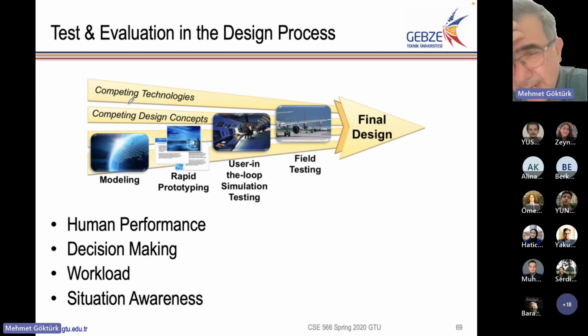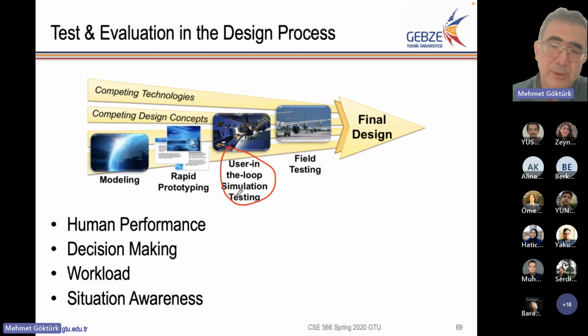So by focusing on all these concepts through modeling and prototyping and the theory and experience, we go to our final design. But before we go to final design, we make user in the loop simulation testing.